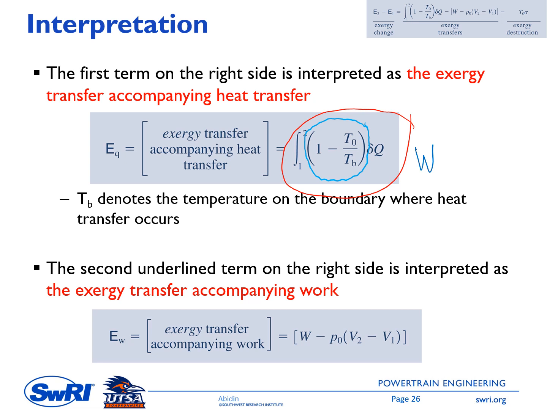Going to the second term on the right side, it is interpreted as the exergy transfer accompanying work. I don't need to explain more here because the work is formulated explicitly. We have W here, and then P0 times V2 minus V1. So the work W is reduced by the work required to displace the environment from V1 to V2.